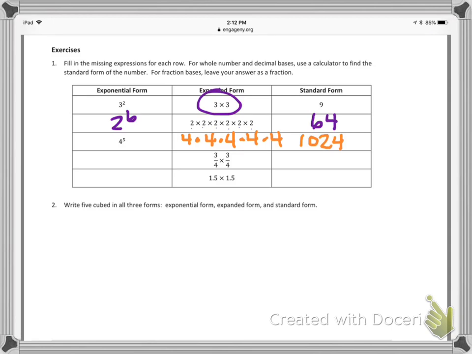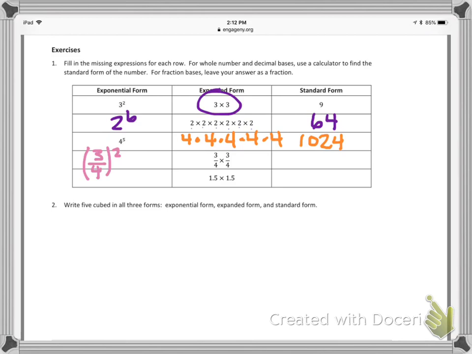So I look for the number that is being repeatedly multiplied. That number that's being repeatedly multiplied is a fraction, 3/4. And it's being repeatedly multiplied with 2 of them. So in parentheses, I'm going to put an exponent of 2 outside of the parentheses, saying that 3/4 is repeatedly multiplied. Let's stop there for just a second.